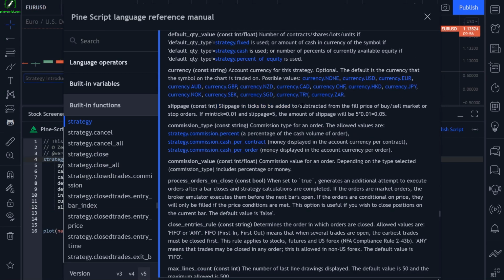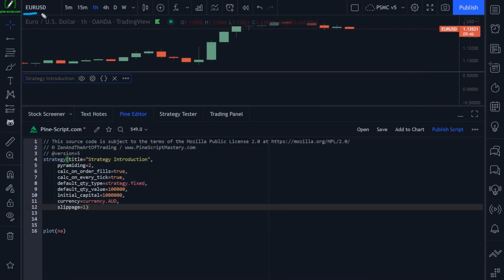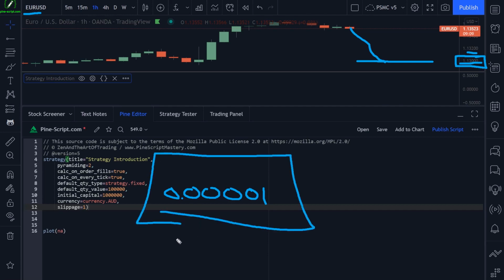Slippage in ticks to be added. So if the minimum tick is 0.01 and slippage is 5, it will multiply the minimum tick value by this slippage amount. So if I set slippage to 1 on this particular market with 5 decimal places, it would simulate slippage of 0.00001. And what that means is if my take profit order was at 1.13, if price came down and hit that take profit or stop loss, my order would actually be filled at 1.13 plus or minus the slippage simulation. And it will simulate it in the opposite direction to what we wanted.